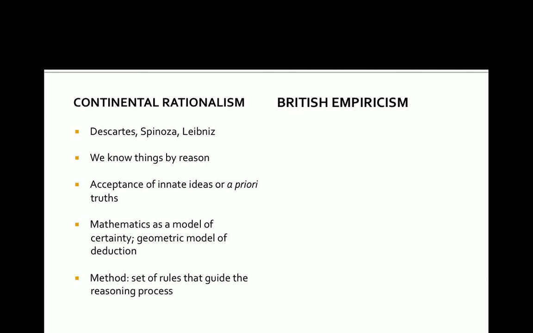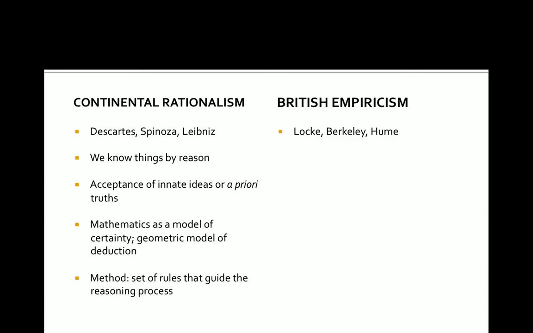And lastly, continental rationalists heavily relied upon the use of what's known in philosophy as a method, or a set of rules that guide the reasoning process. And in a future lecture, we will look at Rene Descartes' systematic doubting method that he used to arrive at truth.